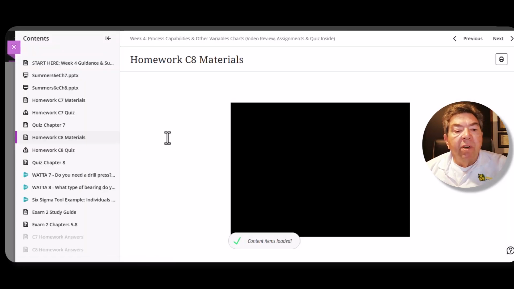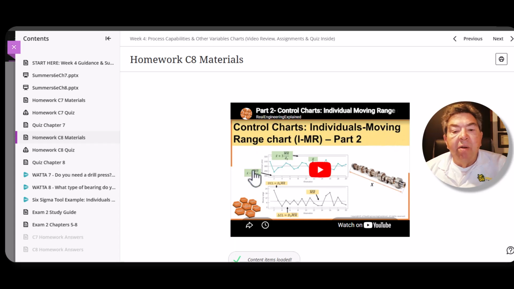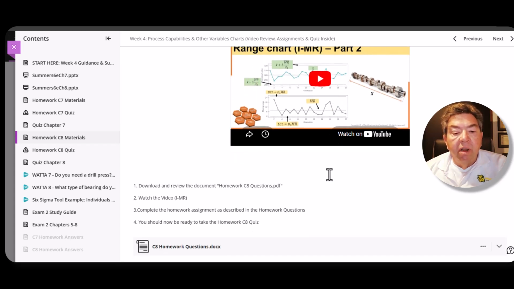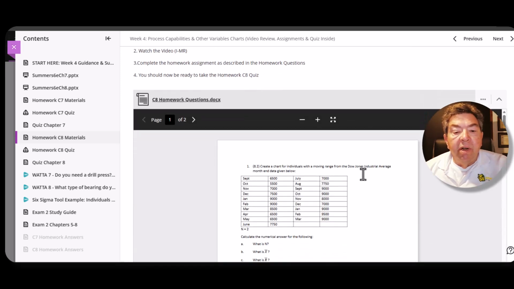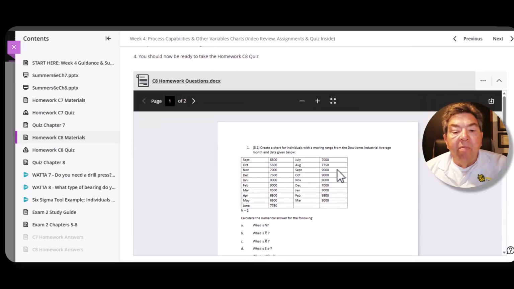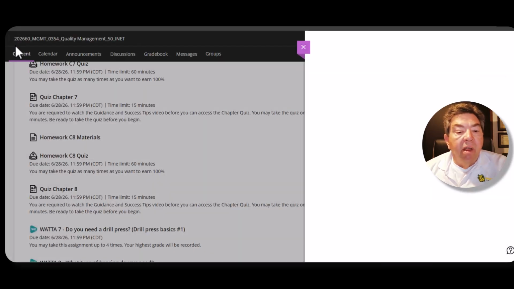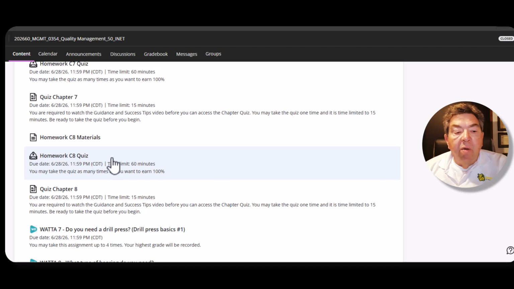And we'll open the homework C8 materials, and you'll have a video here on moving charts, and you'll have a question sheet. So you need to open that up, and you have the information and complete that sheet, and you'll be ready to take the C8 homework quiz. And again, you may take it as many times as you want to earn 100%, but it is limited to 60 minutes.